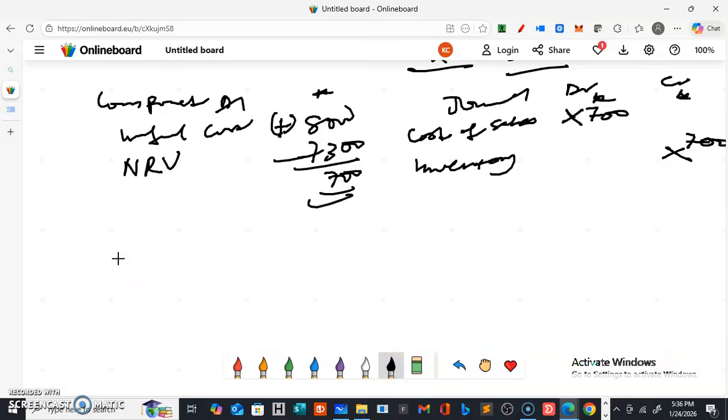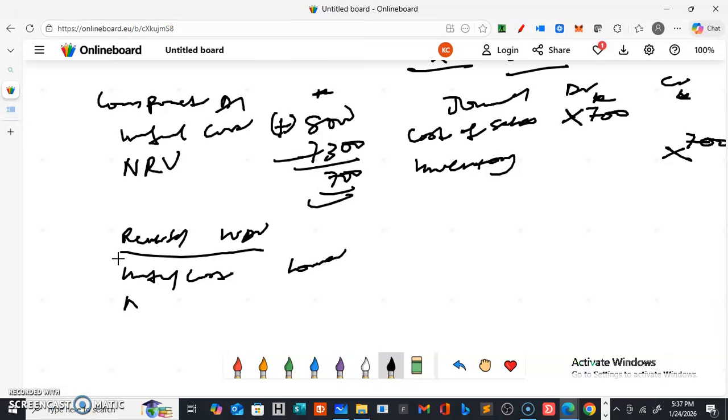So reversal of written down value. Reversal may only occur when the initial cost of the inventory is now lower compared to the NRV, which is now higher. So in this case, we're going to reverse the WDV.